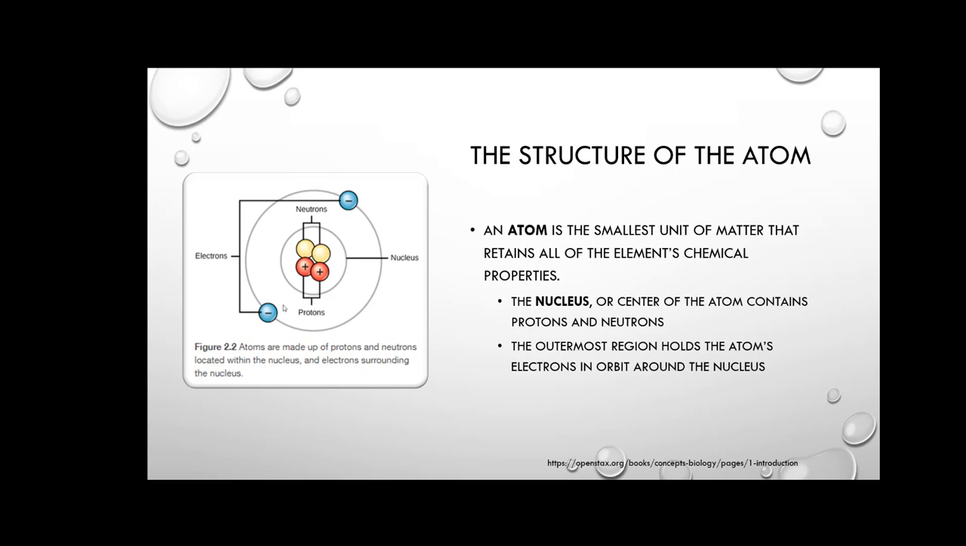In this case we have 2 protons. I can tell you right now that the presence of these 2 protons tells me right away what this element is. This atom is helium because helium always has 2 protons. So this is an atom of helium.